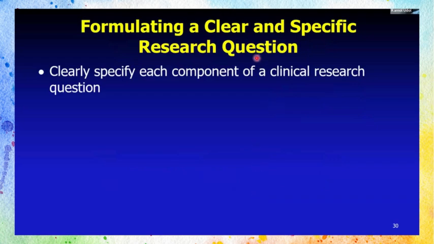When you have a question, you need to make it clear and specific. How can we do that? How can we formulate a clear and specific research question? In the field of research, we do this by clearly specifying each component of a research question.